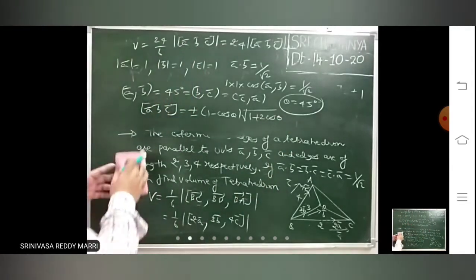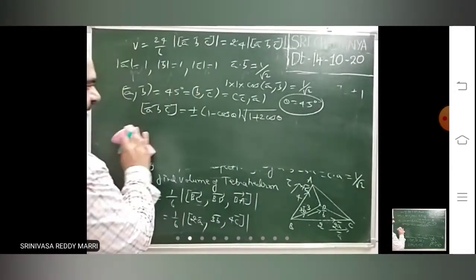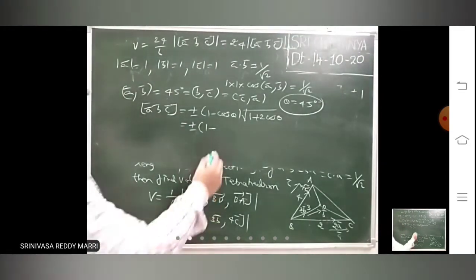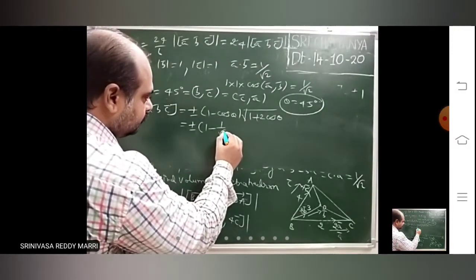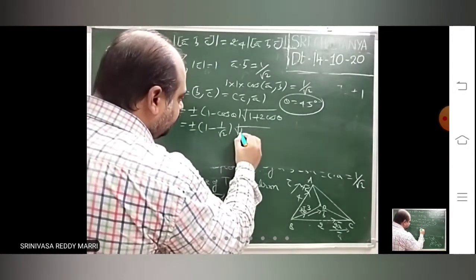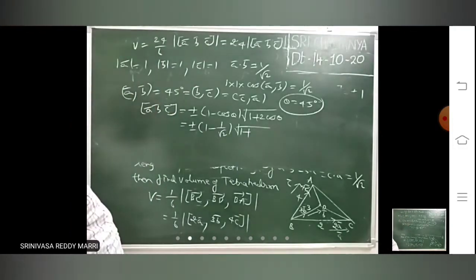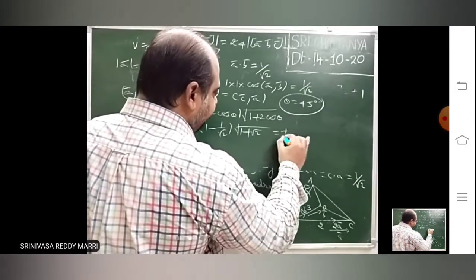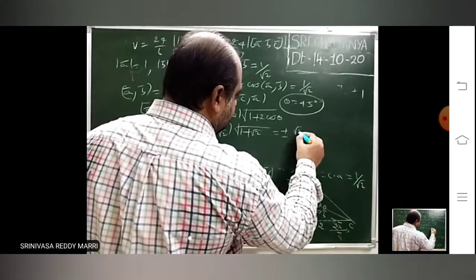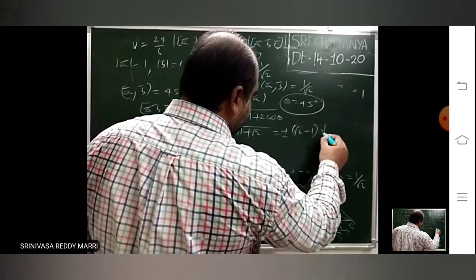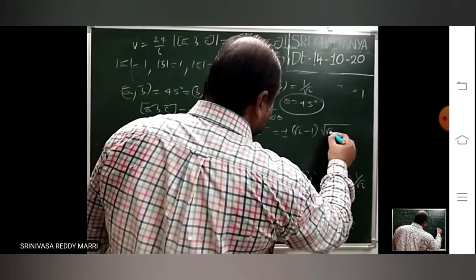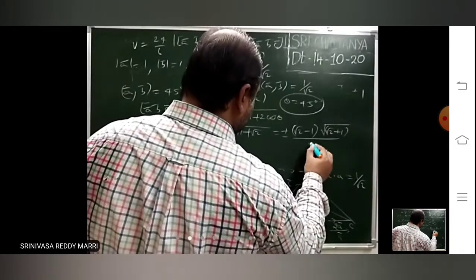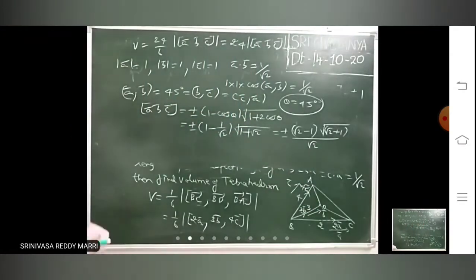This is the formula, or 2 cos theta plus 1, whatever it may be. So that means plus or minus 1 by root 2 into root of 1 plus 2 into 1 by root 2. That means root 2. If we simplify this, you will get root 2 minus 1 into root 2 plus 1 divided by root 2 divided by root 2.